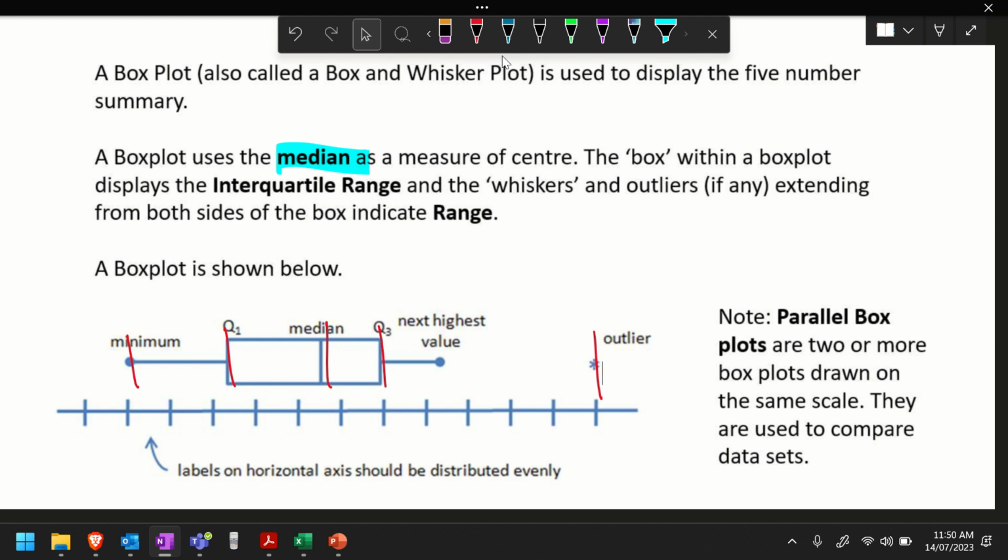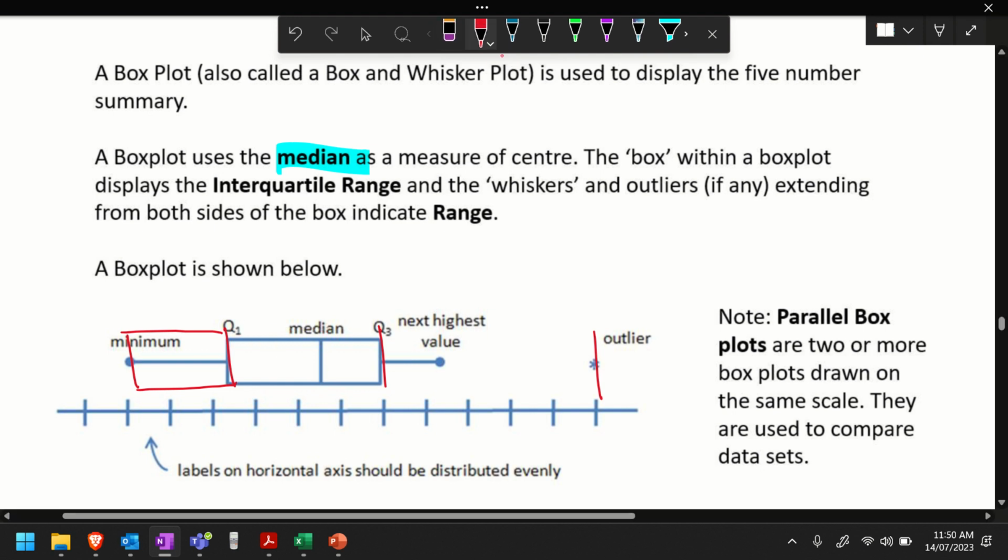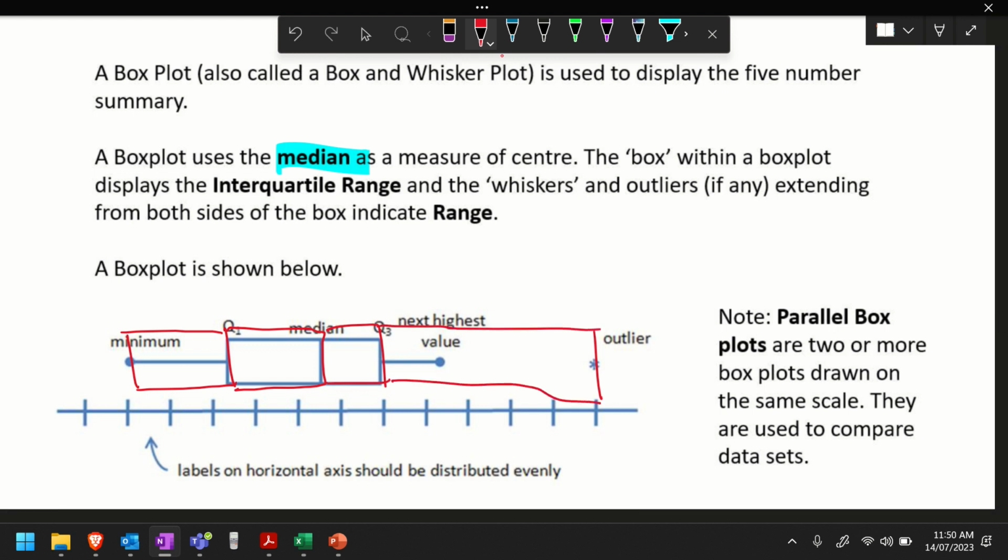Okay, so each of the sections represents a specific part of your data. Now the reason being and how this works is each part, because remember when you're working with 5-number summaries and your data, you're looking for the minimum and the maximum. And then you go to the middle.